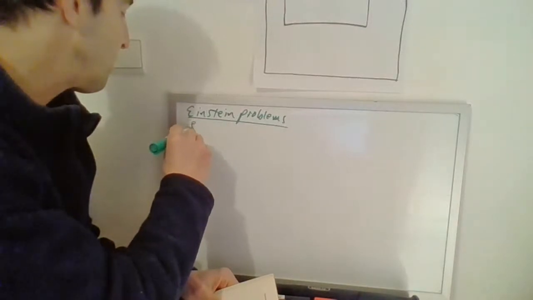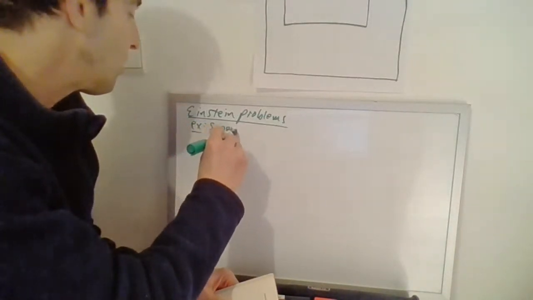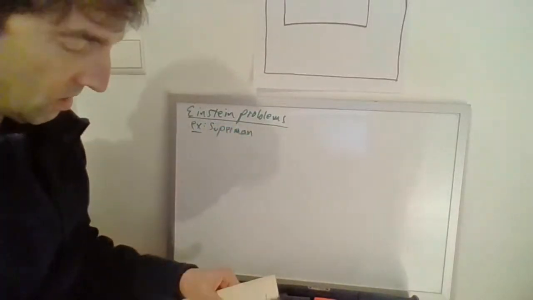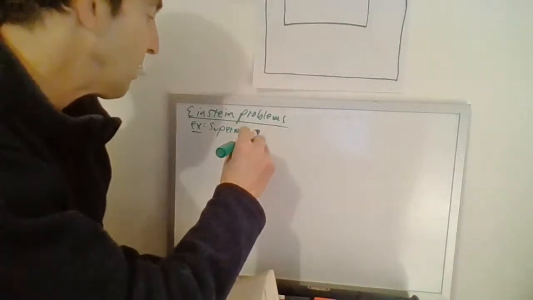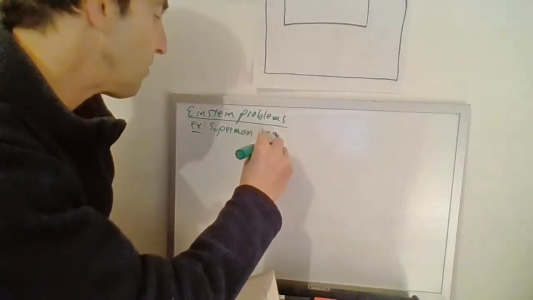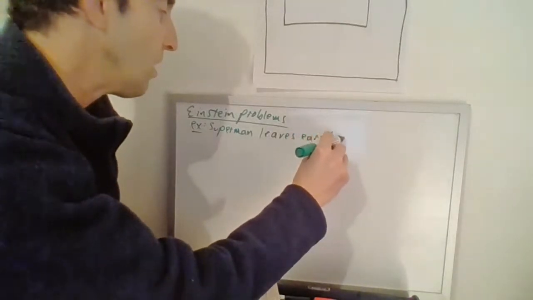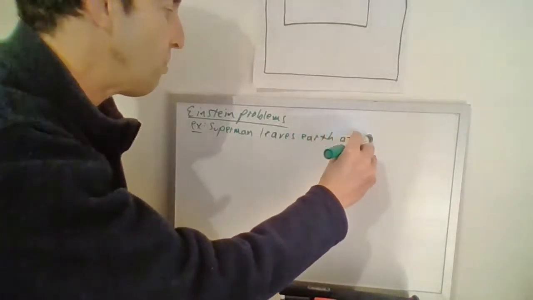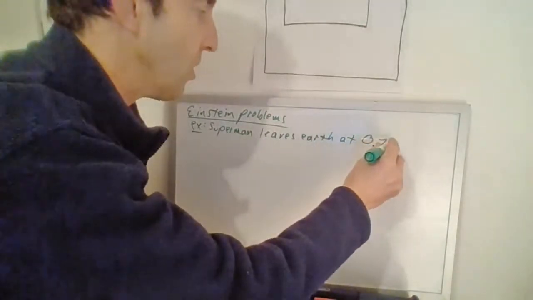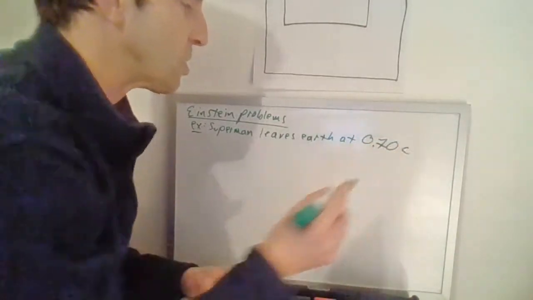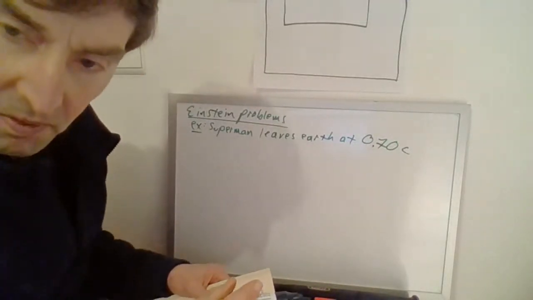Superman leaves Earth at 0.70 times the speed of light. So he's going to go 70% of the speed of light.